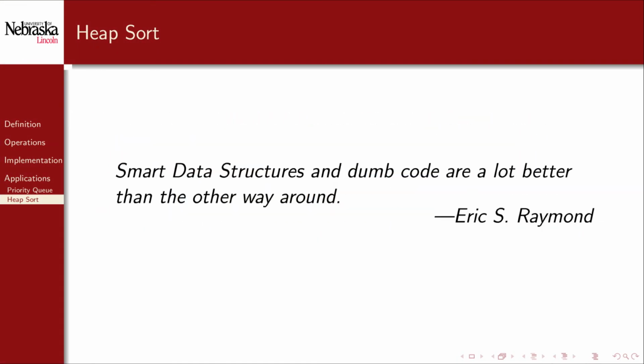This is a quintessential example of one of our themes, that smart data structures and dumb code are a lot better than the other way around. Heap sort represents dumb code: put stuff in, take stuff out. The real magic occurs within the data structure itself, and we exploit its properties and efficiencies to solve another problem.